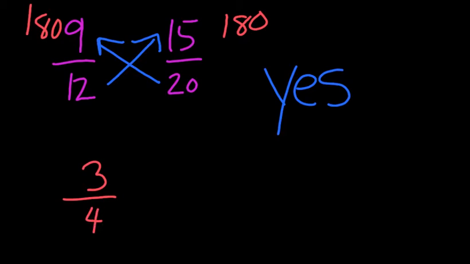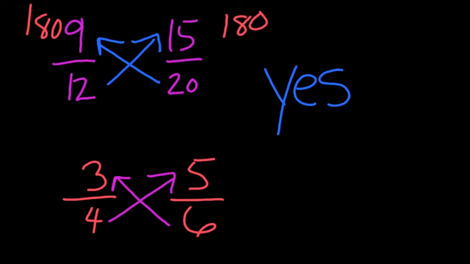3/4 and 5/6. What are we going to do? We're going to cross multiply up. Cross multiply up. 4 times 5 is 20. 6 times 3 is 18. Are those proportional? No, they are not.